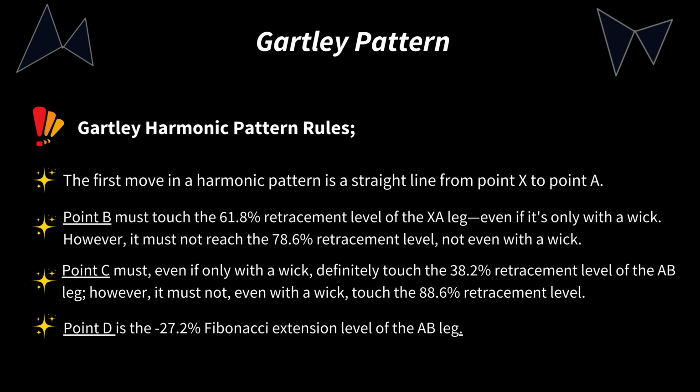Gartley harmonic pattern rules. The first move in a harmonic pattern is a straight line from point X to point A. Point B must touch the 61.8% retracement level of the XA leg, even if it's only with a wick. However, it must not reach the 78.6% retracement level, not even with a wick. Point C must, even if only with a wick, definitely touch the 38.2% retracement level of the AB leg. However, it must not, even with a wick, touch the 88.6% retracement level. Point D is the 127.2% Fibonacci extension level of the AB leg.